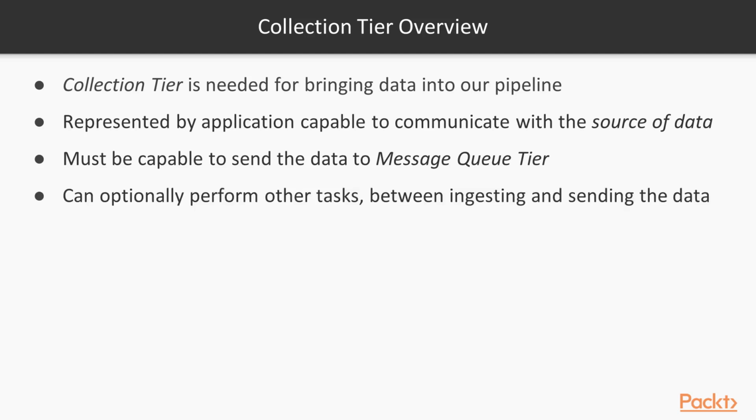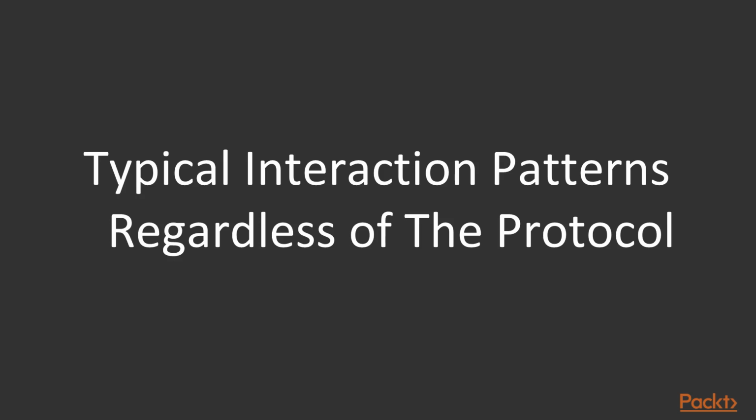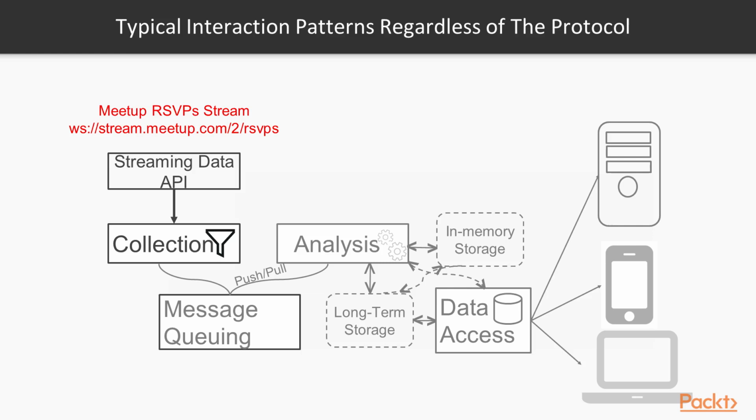Between ingesting and sending the data, the collection tier application can optionally perform other tasks. In our case, we will not perform any extra task, but pay attention that whatever you may choose to do here will add a delay in processing data, and if these tasks are time consuming, you can slow down the ingestion process. Okay, so far so good. Now let's discuss some typical interaction patterns. We are talking about the interaction patterns that can be used between the collection tier and the streaming data API.